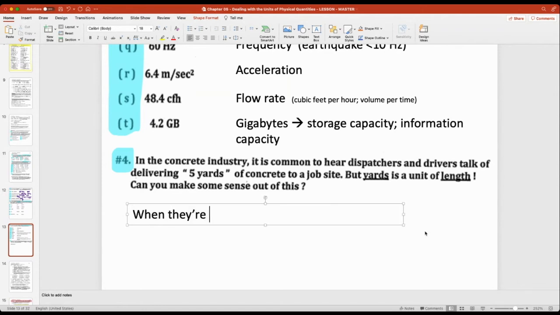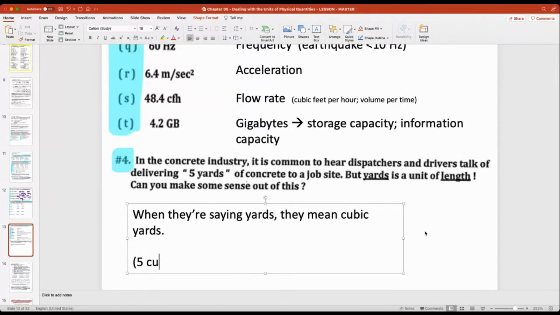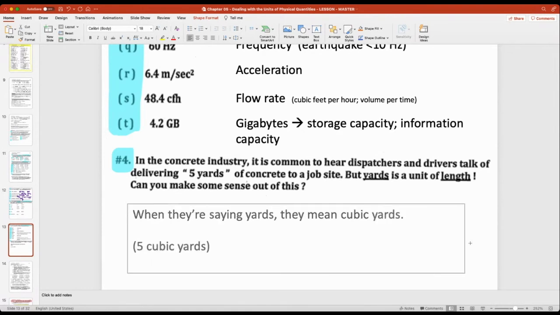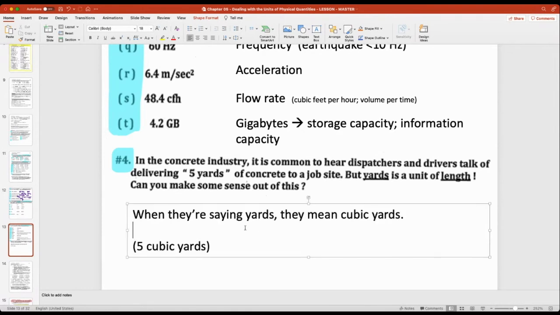That's right, yards is a length. So when they're saying yards, they mean cubic yards. So what they're saying is 5 cubic yards. It's not, Marco, it's not even as bad as that. It's just 5 cubic yards. That's all they're saying. So it's just laziness. It's inherited laziness.